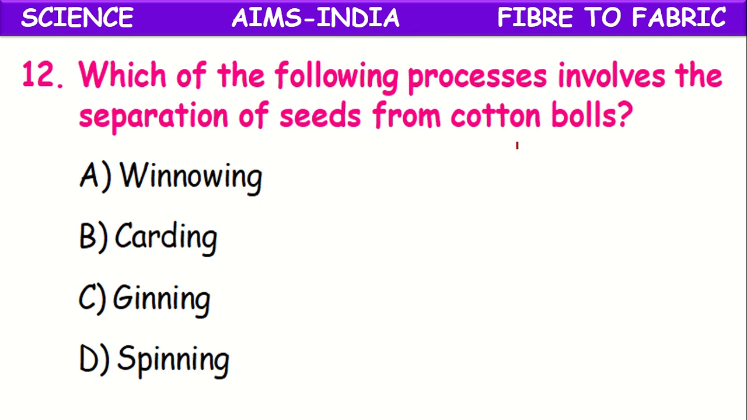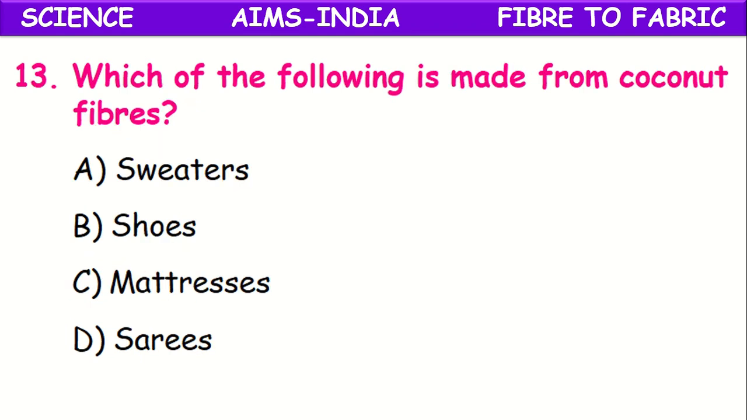The process of separation of cotton seeds from the cotton balls is called ginning. The ginning process is the first step in the making of fiber into fabric, isn't it? Next, which of the following is made from coconut fiber?